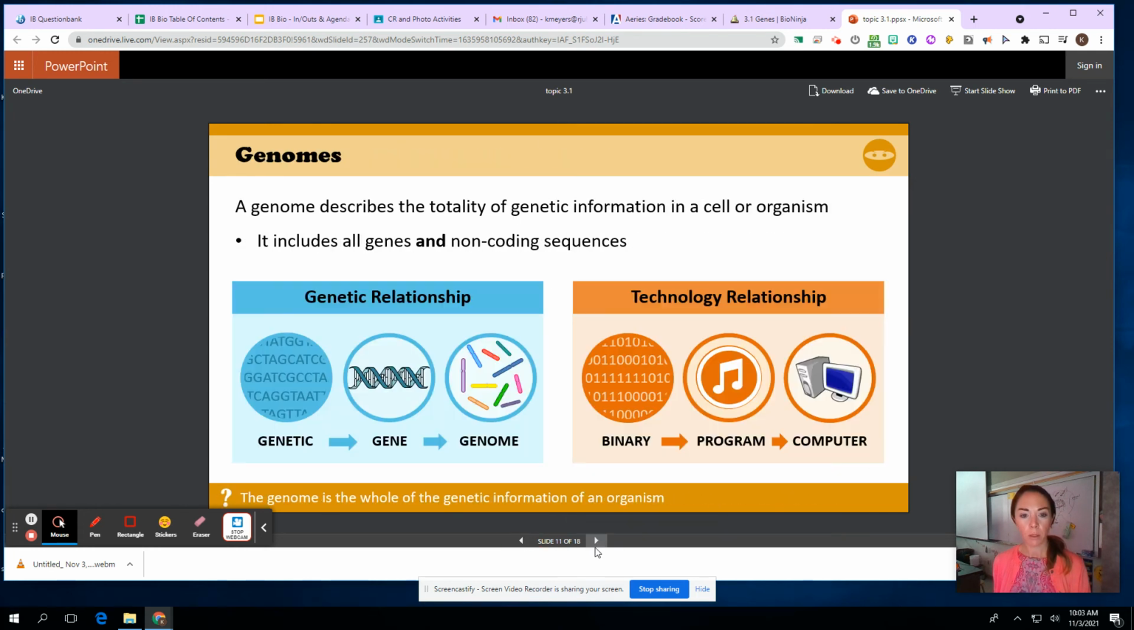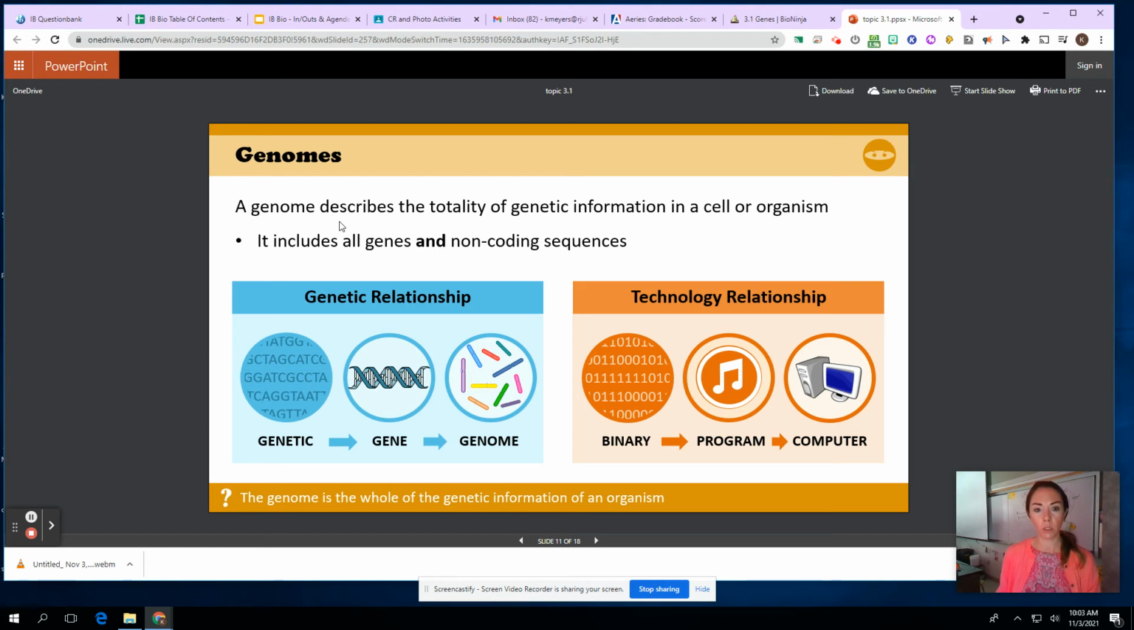Here we go. Okay, so definition of a genome. We've actually already looked at this. We talked about why the proteome is larger than the genome, right? Different amounts of proteins can be made than the variety in a genome. Okay, so let's look at this.